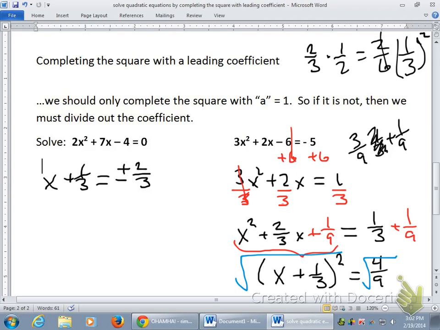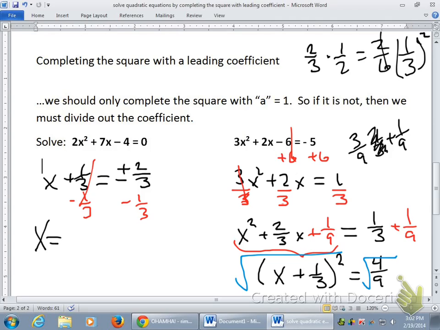Now, if I'm in a situation where this ends up being something that's not perfect, then I would just need to simplify and use my simplest radical form. But since this was perfect, I'm going to go ahead and change it to a nice number. That's 2/3. Finish solving. That's minus 1/3, minus 1/3. They go away. And I'm left with my answer.